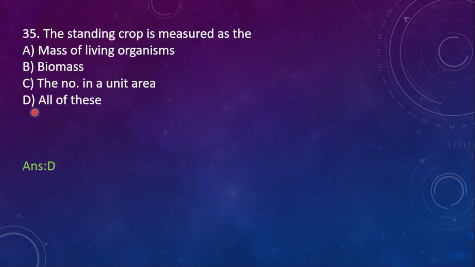What actually standing crop means? It refers to a total amount of living material present in an ecosystem at a particular time. Okay, now it can be expressed and measured in several ways, like mass of living organism, the number in a unit area, like that.